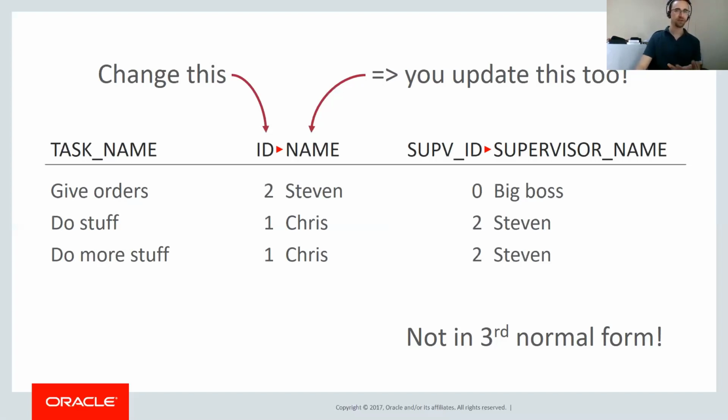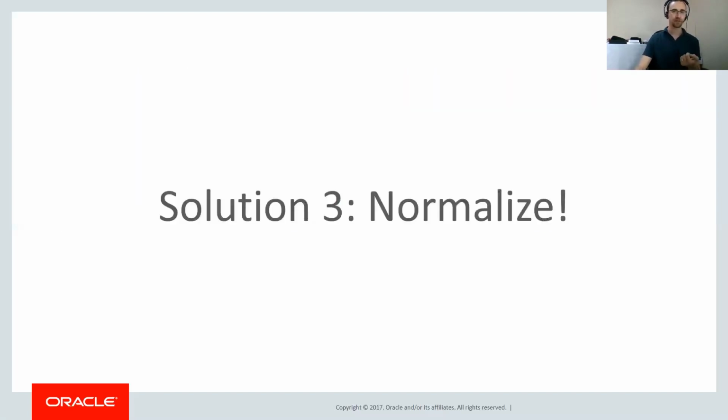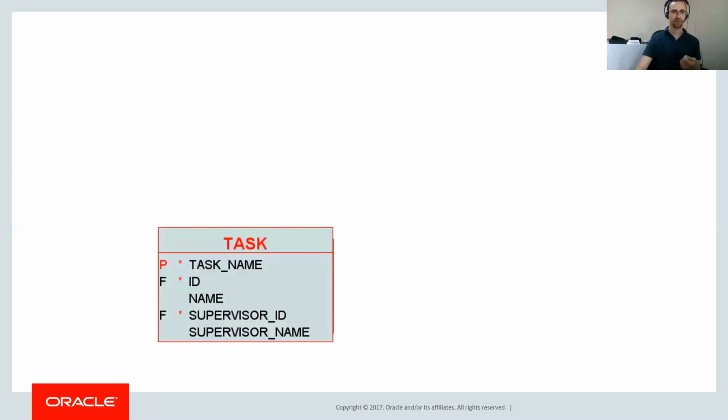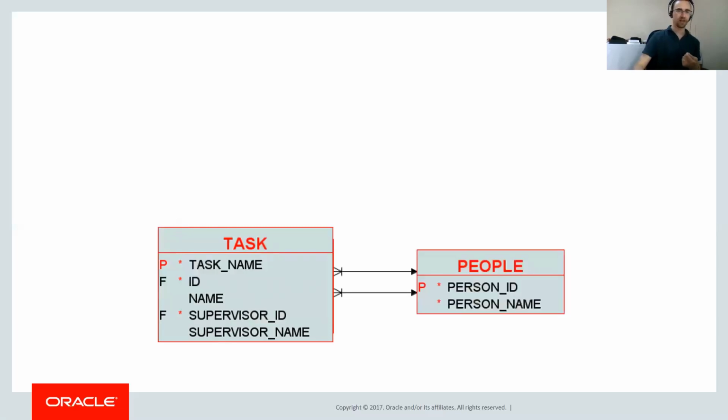So what we really need to do, and the real correct solution to this problem, is to normalize the table, removing those dependencies. We start off with our task table here, with IDs and names, supervisor and supervisor names. We need to create a new table, a person or people table, whatever we want to call it, which stores those IDs and their names. So we have a new table like this. Now we'll have to go through a process of deprecating name and supervisor name from the task table. Ultimately, you'll probably drop these.